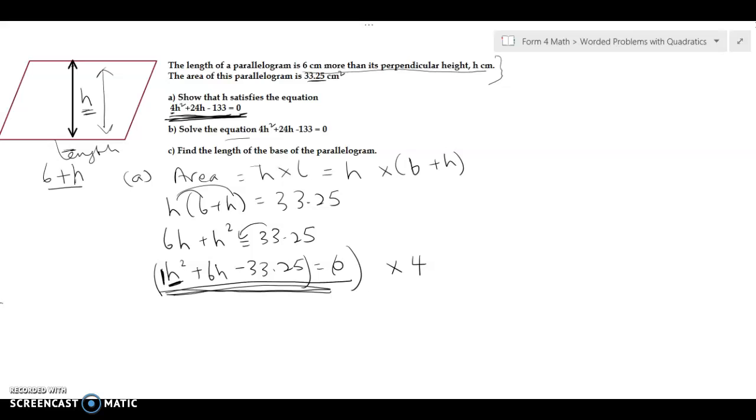So doing that will give me 4h squared plus 6 by 4, 24h, and 33.25 by 4 will give me minus 133. And well, 0 by 4 will be 0. So hence, I got this. So once I could prove that from going through all these basic steps, I could get their answer, then I will write up, hence proven. So that, everybody, is the end of part A. Now let's move on to part B.